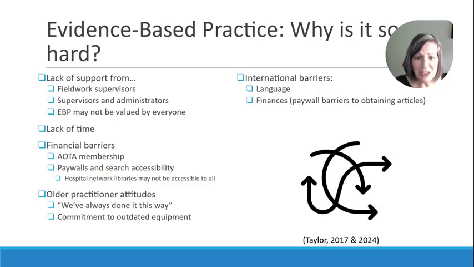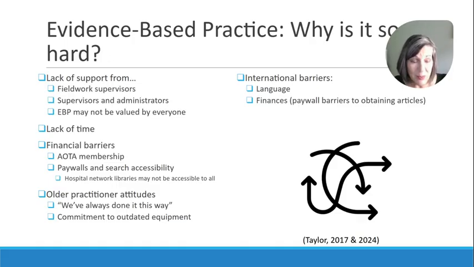Why is it, though, that it's so hard to get evidence-based practice things into our practice? Well, for one thing, it takes time. And when we're busy clinicians, we don't always have that time. So that may mean that there's not a lot of support from fieldwork supervisors and administrators, because they're like, I just need you out there making the dollars because that's what keeps the lights on, makes the world go round for us. It's also not always valued by everybody. It could be that there's just not a lot of value. We've always done it this way. It works. So we're just going to keep going with what we've got.